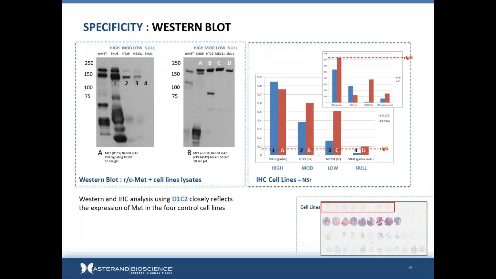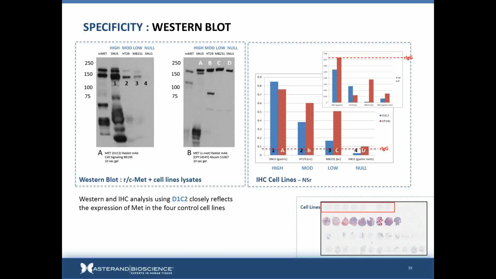The first experimental evaluation of these 2 antibodies was in Western blot, where lysates from all 4 cell lines were run out, transferred and probed with both antibodies. Let's look first at gel A. This was probed with D1C2. Lane 1 is the recombinant MET, and we're picking up 3 main bands, consistent with alpha, beta and precursor MET. The intensity of the bands, particularly those around 150 kilodaltons, matches what we'd expect given the known measurement of MET in the cell lines.